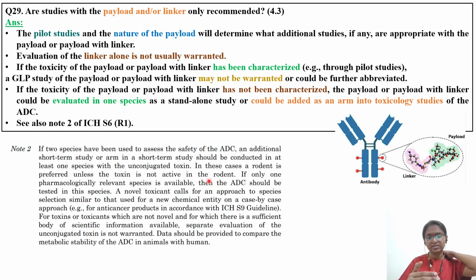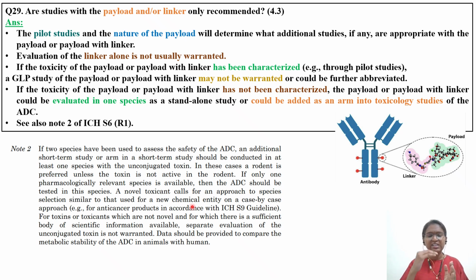Generally, a rodent study is enough, but in case rat or mice is not the relevant species, and only one pharmacologically relevant species is available, for example monkey or dog, then the ADC should be tested in that particular species. A novel toxicant calls for an approach to species selection similar to that of ADC. If there is a novel toxicant, how are you going to decide the relevant species in the case of ADC? By doing certain pharmacological studies, whether receptor binding is there or not. Similarly, for this novel toxicant you have to follow the same approach.